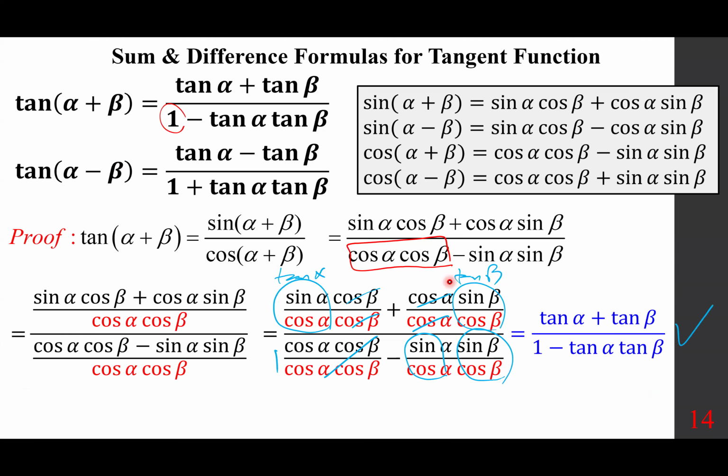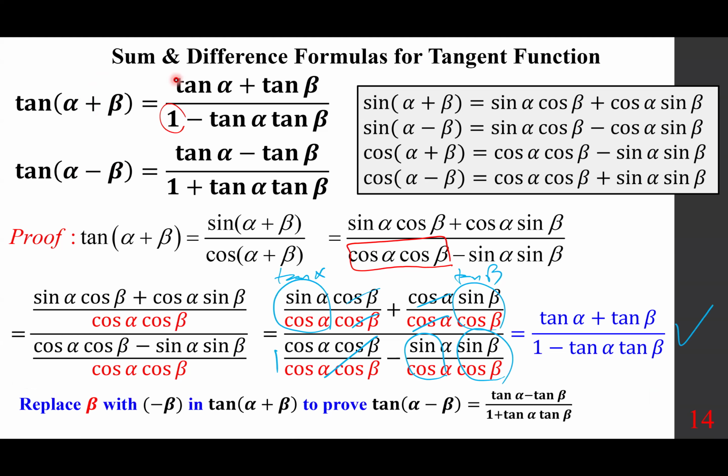Now for alpha minus beta, when you prove one of them, the other one, just change the b to minus b. So write down plus minus b. Replace the beta with minus beta in tan of alpha plus beta to prove tan of alpha minus beta is tan alpha minus tan beta over 1 plus tan alpha tan beta, because it's an odd function. So if you replace this one with a negative, this becomes negative. This becomes negative times negative is positive. I'm going to leave it for you to finish that, but that's all you have to do. It's very straightforward, everybody.